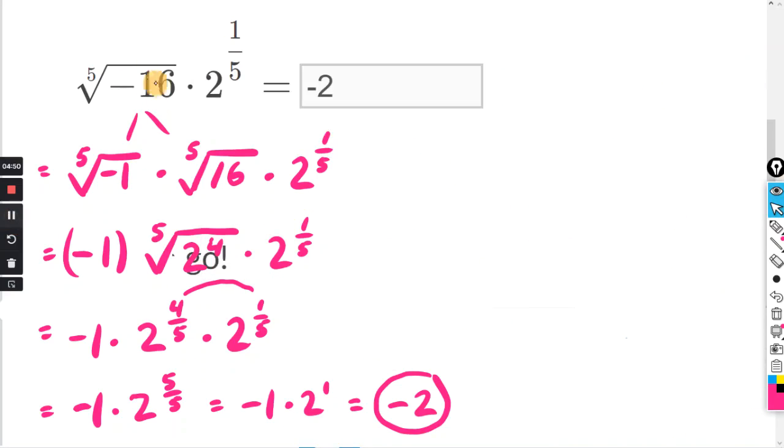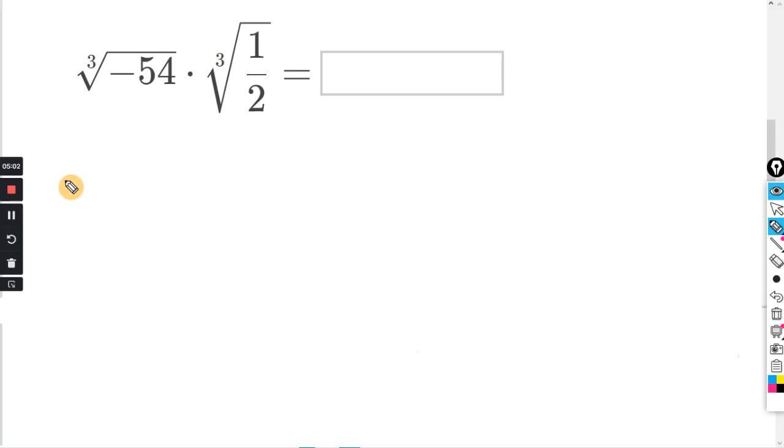So the idea here was to turn this mess into a 2 to a fractional exponent. Okay, this way we could just add the exponents like we did toward the end. Okay, let's see here. We have the third root of negative 54. And I know I could take the third root of negative 27. So I'm going to break this up. Okay, so that's going to be the third root of negative 27 times the third root of positive 2.